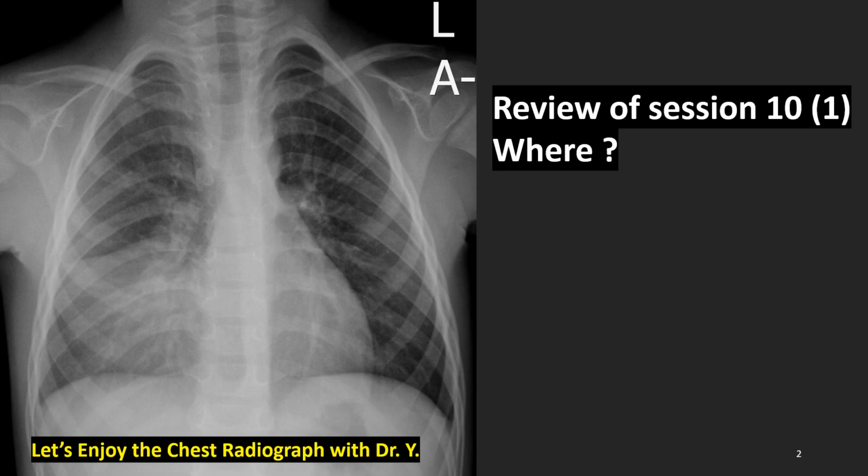Before starting the new session of pulmonary hilum, let's review the previous session 10. About pneumonia, lobar anatomy. What do we see? Where is the lobe involved by pneumonia? You got it? Yes, minor fissure, obliteration of the right heart border. Yes, correct. Right middle lobe pneumonia.